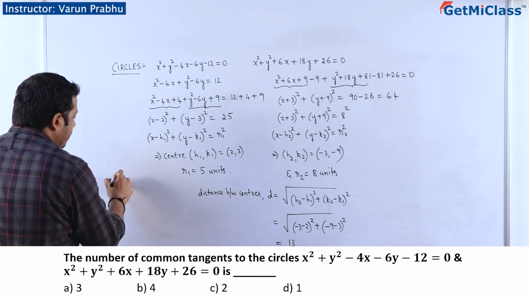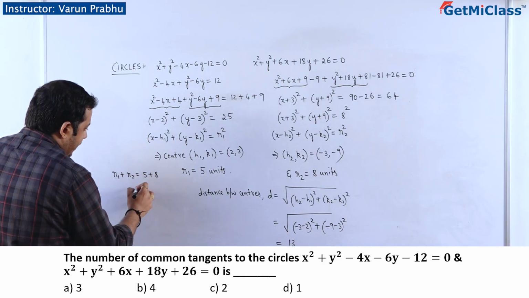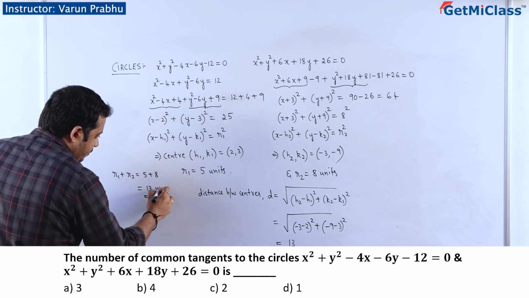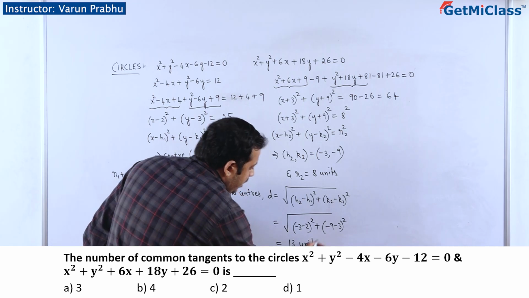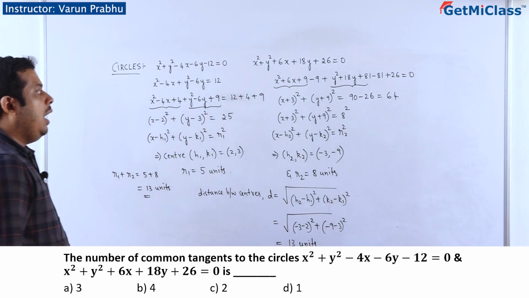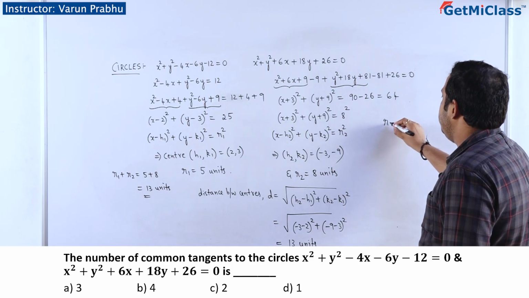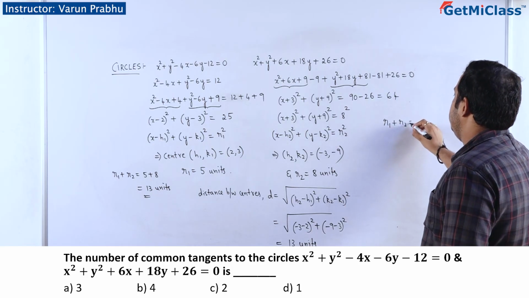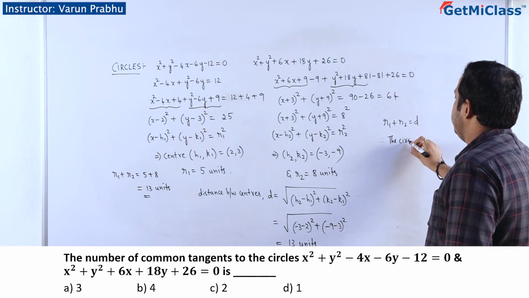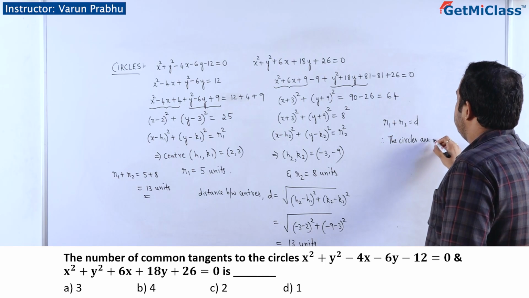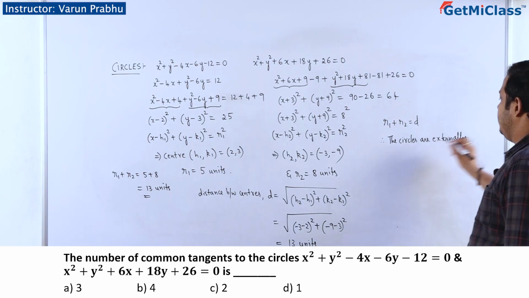Similarly, r1 + r2 = 5 + 8 = 13 units. So if you clearly see here, r1 + r2 is equal to d. Therefore, the circles are externally touching circles.